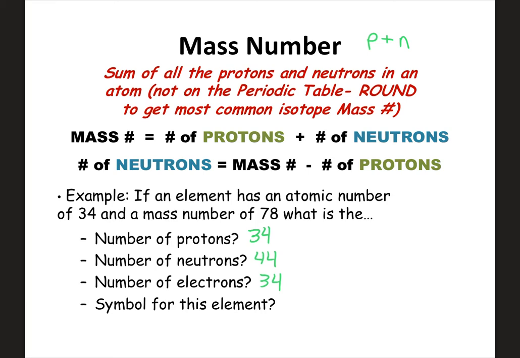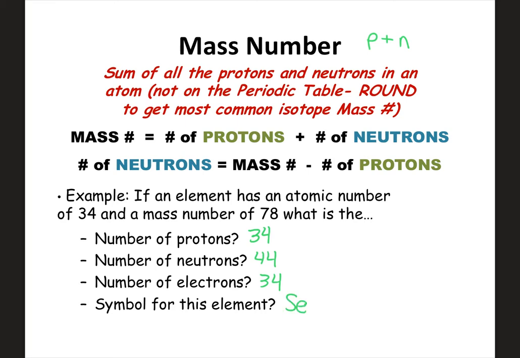And then the last thing here says, what is the symbol for this element? All right, so the key is the protons tell you which element it is. So if you have 34 protons, an atomic number of 34, go to the periodic table, find element number 34, and you should see that it should be Se, selenium here.